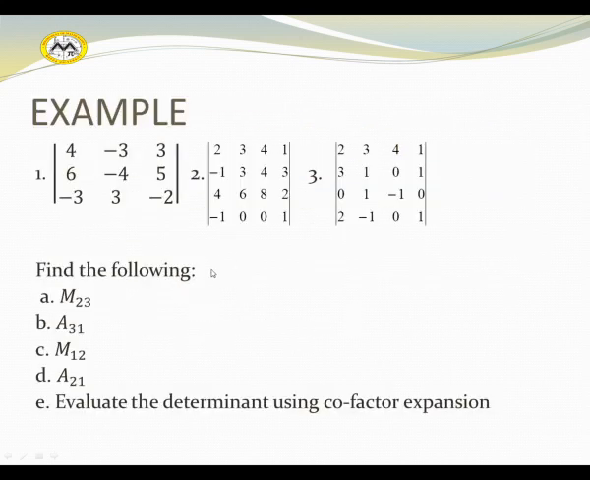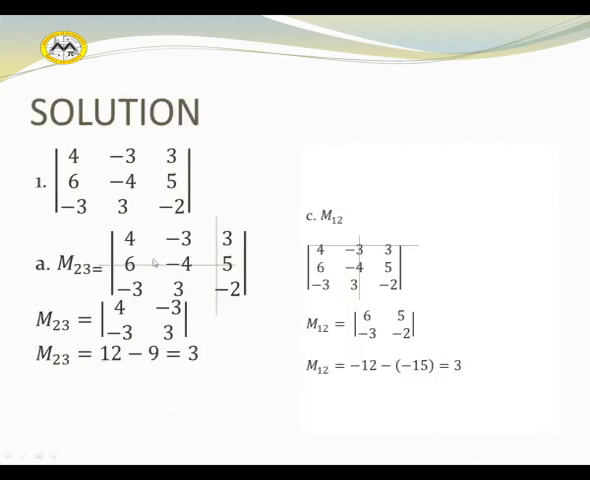These are the given examples, wherein we will consider 3 example matrices here. One is a 3 by 3, and the other two are both 4 by 4. As an introductory example, we first have to find the minor of the element at second row, third column, the cofactor of the element at third row, first column, the minor of the element at first row, second column, and the cofactor of the element at second row, first column. Then we also have to evaluate the determinants of these matrices using cofactor expansion. And this is our answer.